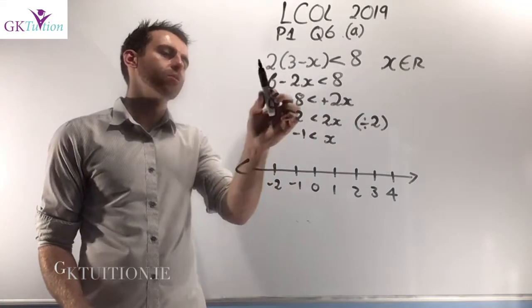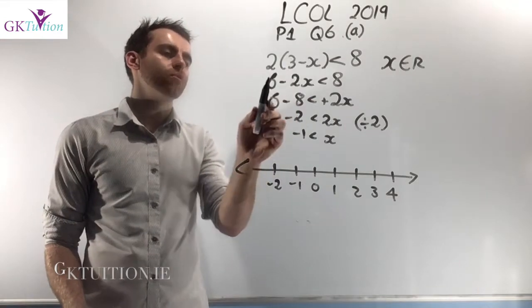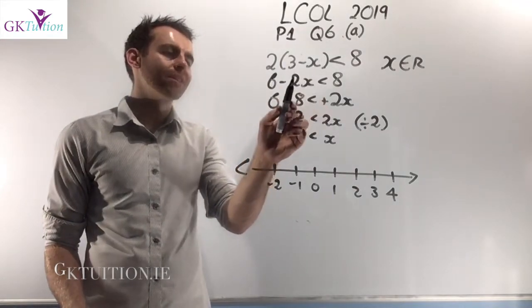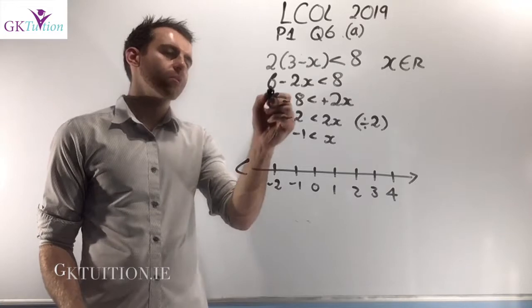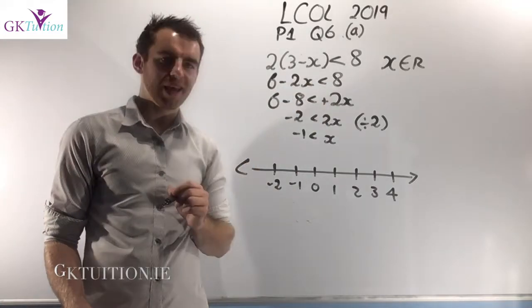The first thing I'm going to do is just multiply it out. 2 times 3 gives me 6. 2 times minus x gives me minus 2x. So I can just say that 6 - 2x < 8.